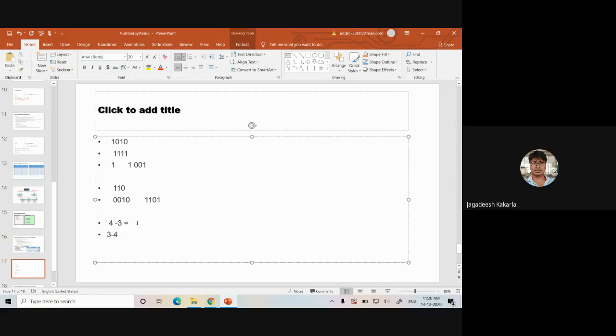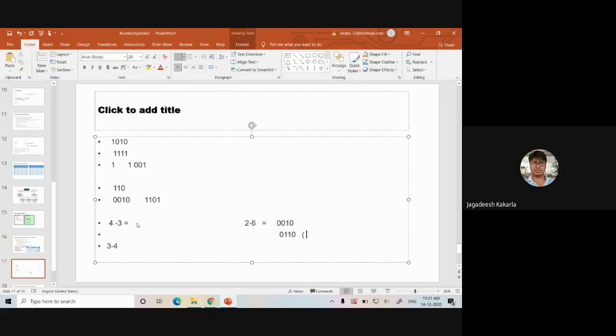Yeah. I will do it for you. Don't worry. Now let's take that I want to do 2 minus 6. Okay. Now, what is the first step? Step 1 is that I need to write the 2, which is 0010. Similarly, I need to write 6. What is the value of 6? 0110.